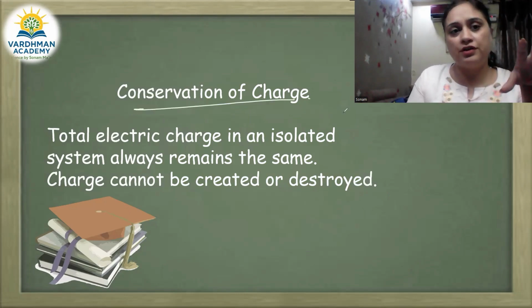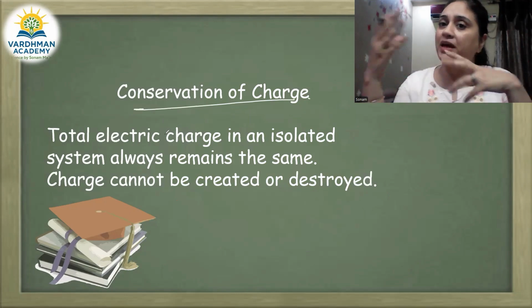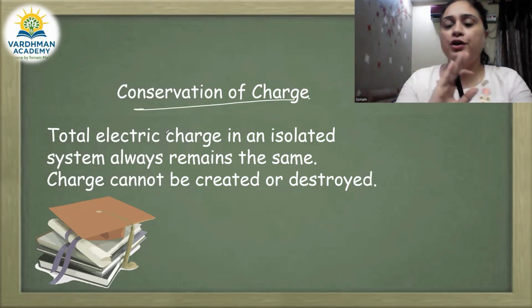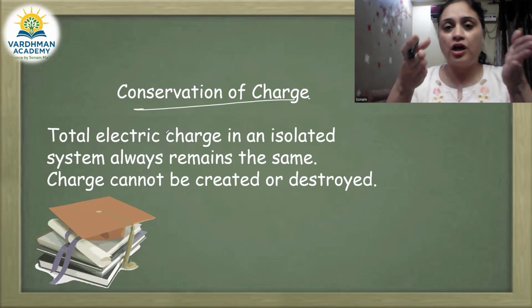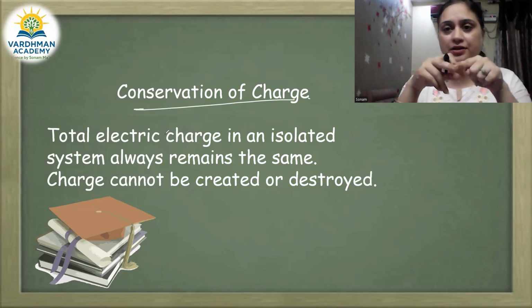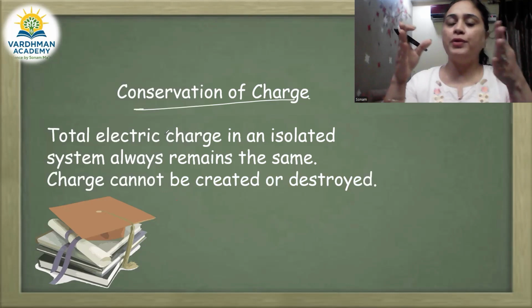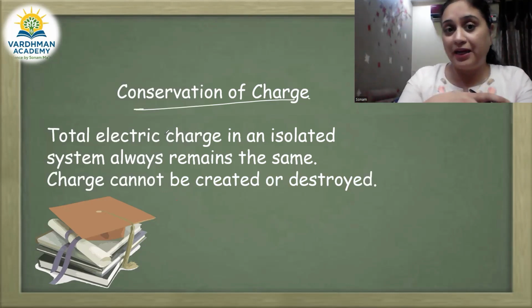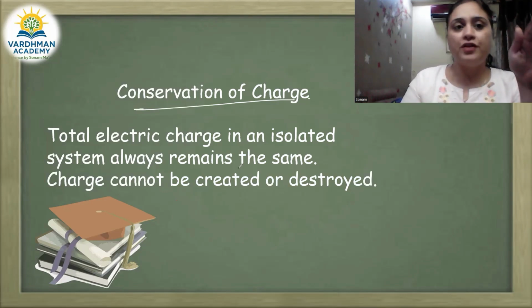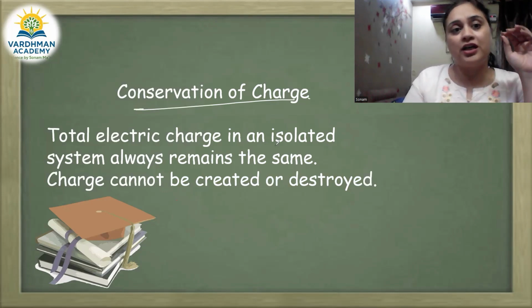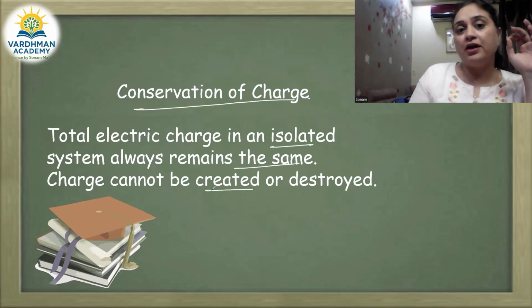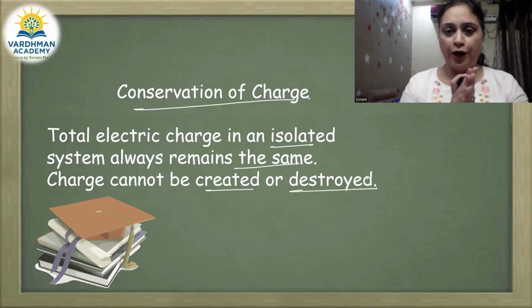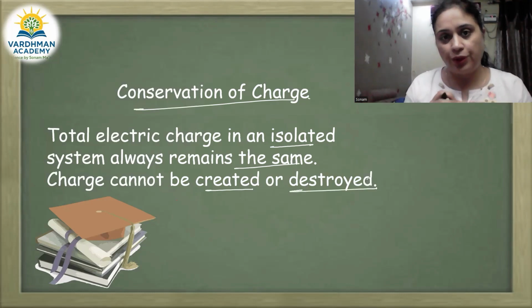So when we're talking of conservation of charge, new charge cannot be created, nor could it be destroyed, right? So the charge remains the same in an isolated system. It only occurs as the movement of charge from the excess electrons to the place where there is scarcity of electrons. So total electric charge in an isolated system always remains the same, and charge cannot be created nor destroyed, right? You have to understand that charges are conserved.